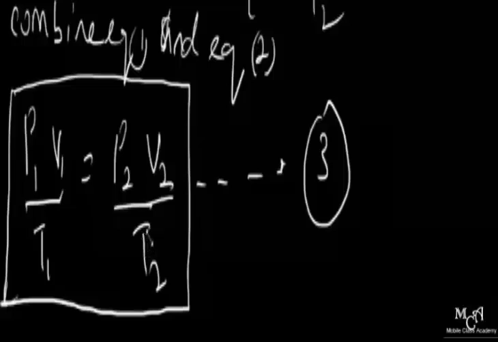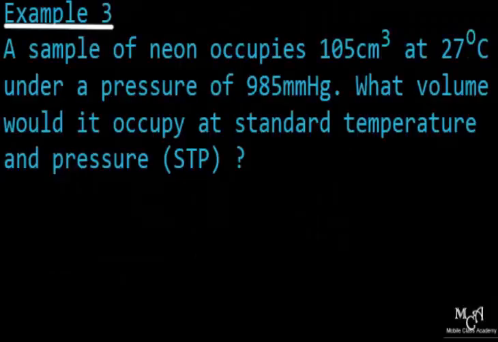We will see a typical example that illustrates this combined gas law. Let's see an example so that we can use this formula to solve the equation. Example 3, third example: a sample of neon occupies 105 centimeter cube at 27 degrees Celsius under a pressure of 985 millimeter mercury. What volume will it occupy at standard temperature and pressure, at STP?